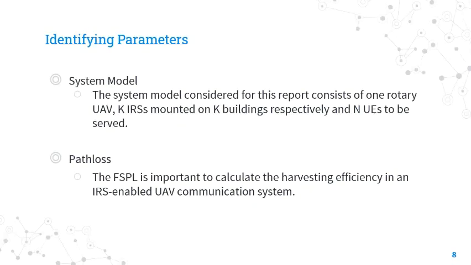The identification parameters are as follows. System model. System model refers to the model in which we will do our calculations and how the communication system would look in real life. Our system consists of one rotary UAV, k number of intelligent reflecting surfaces mounted on different buildings, and the total number of user elements to be served is considered to be n. The path loss, or the free space path loss, is a very important parameter to calculate the harvesting efficiency in an IRS-enabled UAV communication system.